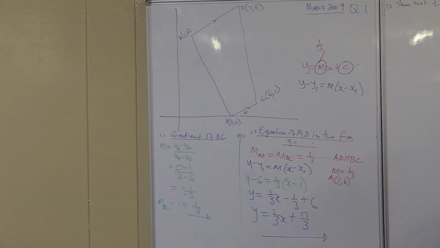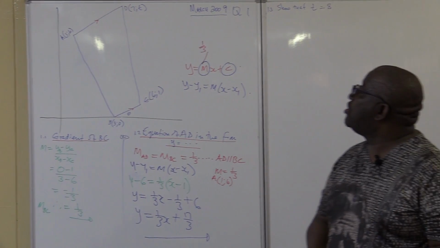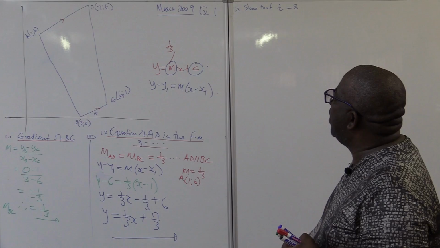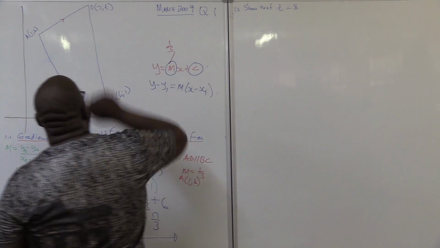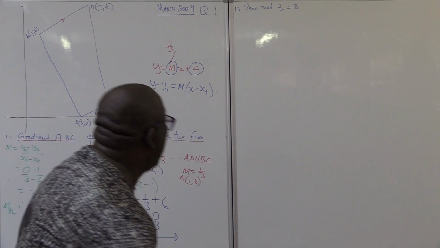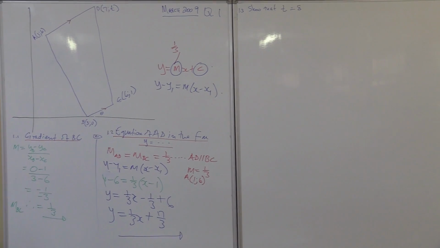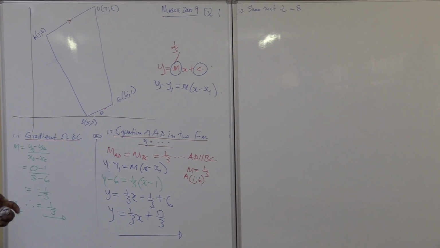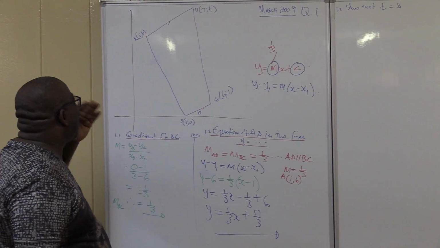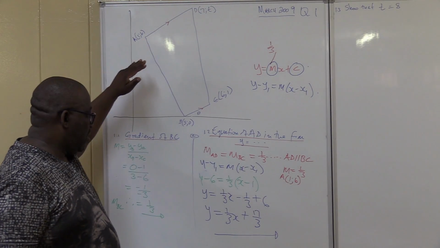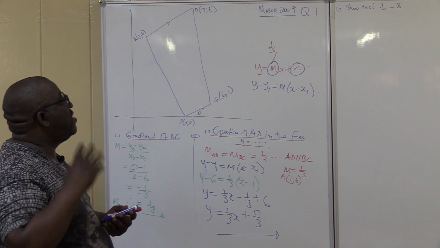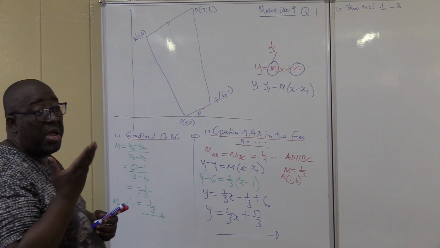Number 3. This next question says, show that t is equal to 8. I want to show that this value here is 8. Now we've got plenty of options to use there. Let me look at it. Show that t is equal to 8. If I like, I may use the equation that I've already found. Because t in this particular case is on this line AD, which we know its equation. Let's try that one. Let's use line AD, because we know the equation of that line.